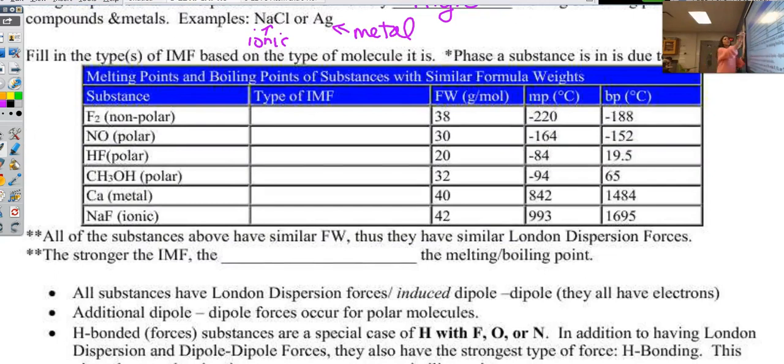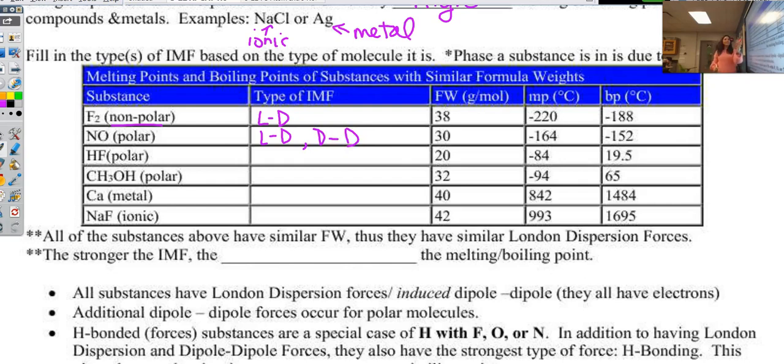So if you have F2 and it's nonpolar, tell me your IMF. What do you think? London dispersion forces. Good. NO is polar. What type of forces do you think are there? Does it have London dispersion? Yes, it does. Perfect. What else does it have? It also has dipole-dipole. Very good. It's also going to have DD.